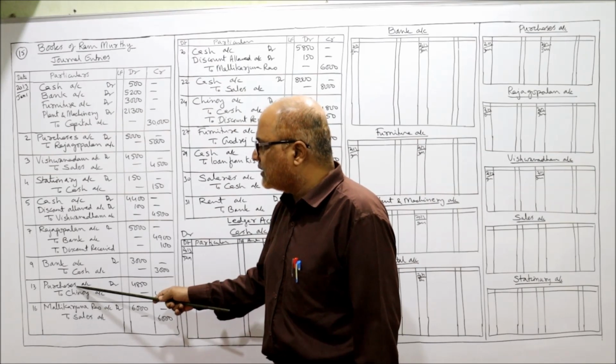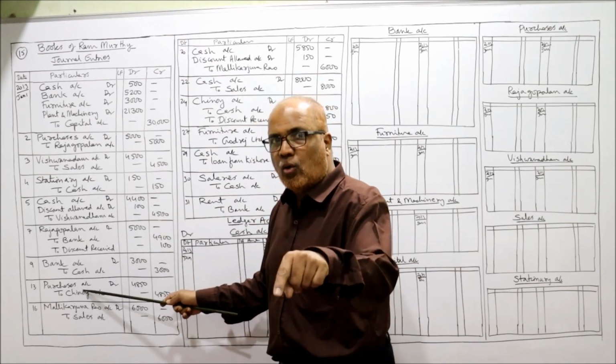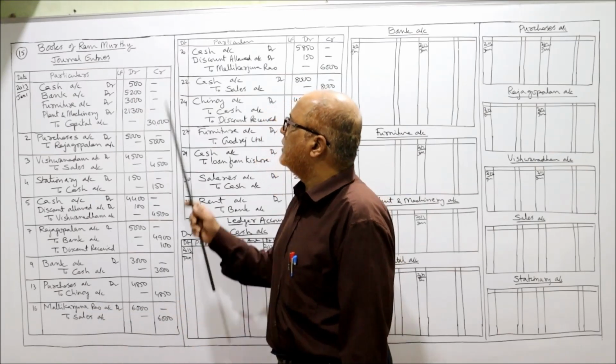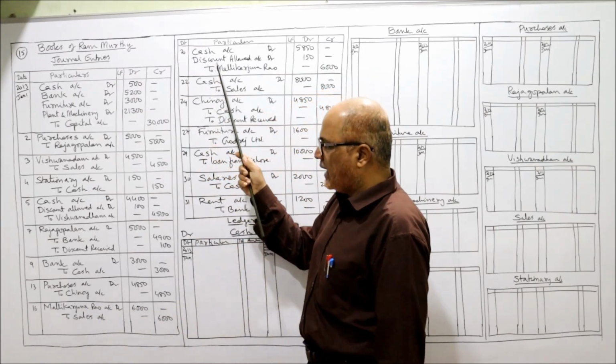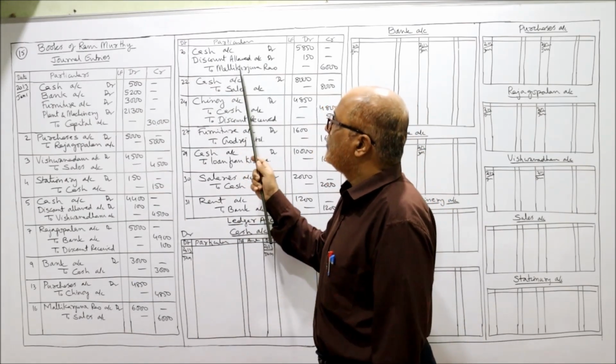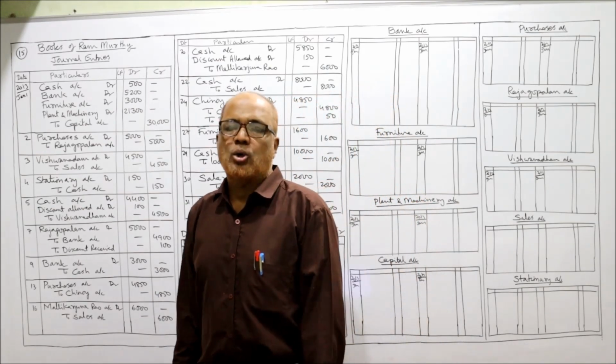Purchase account already there. Yes, purchase account already there. Chennai account you have to open. Then Mallikarjuna Rao account you have to open. Sales account already there. Cash account is there. Discount allowed account is there. Mallikarjuna Rao account is there. Cash sales account is there. So in this way you have to make all the accounts.